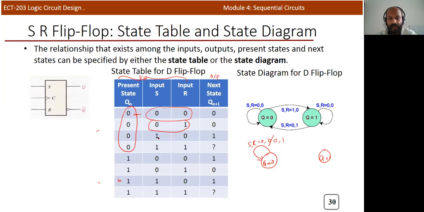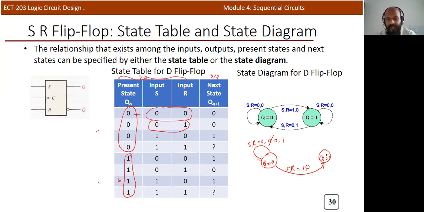Now we need to check when SR inputs are 1 0. When SR inputs are 1 0, the next state is 1. So Q becomes 1, and it goes to the next state. Okay. And now we need to analyze the 1 1 condition. We don't want to analyze it because this is an invalid condition.